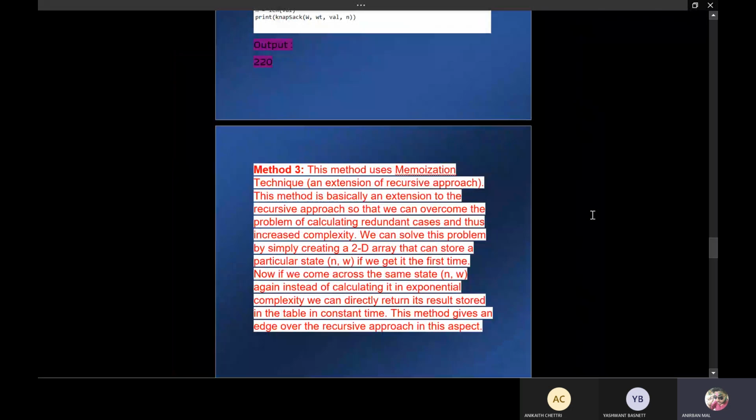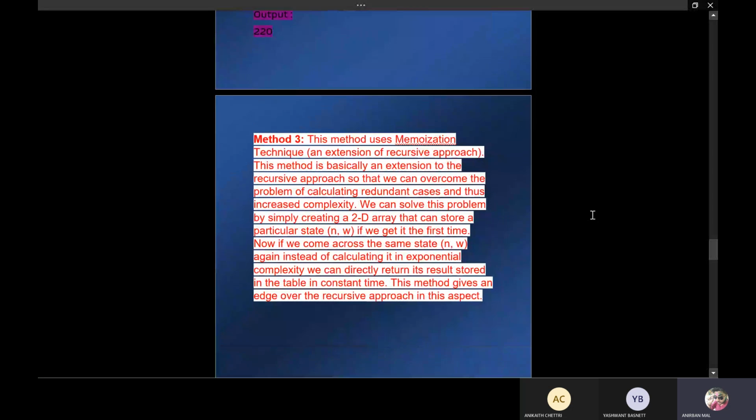So now we are only left with the last method, which is method 3, and this method uses the memoization technique. It is actually an extension of the recursive approach, which is method 1, so that we can overcome the problem of calculating redundant cases and thus increasing the complexity.